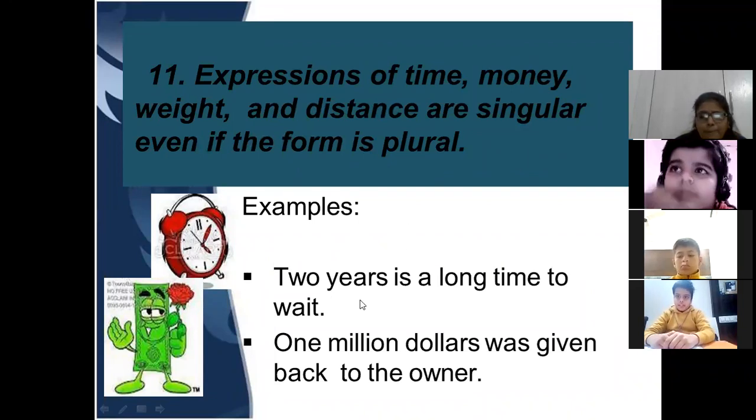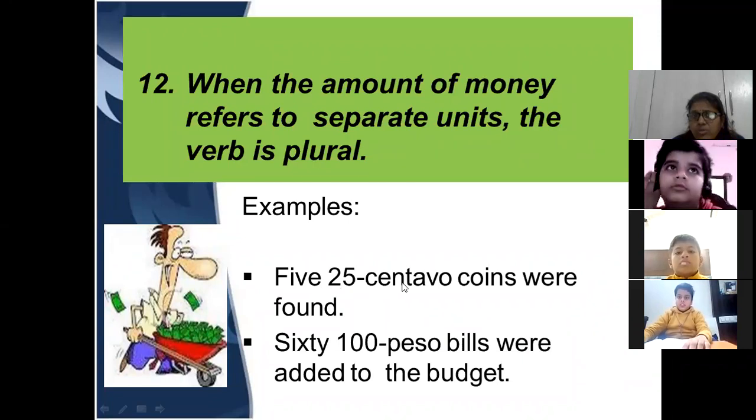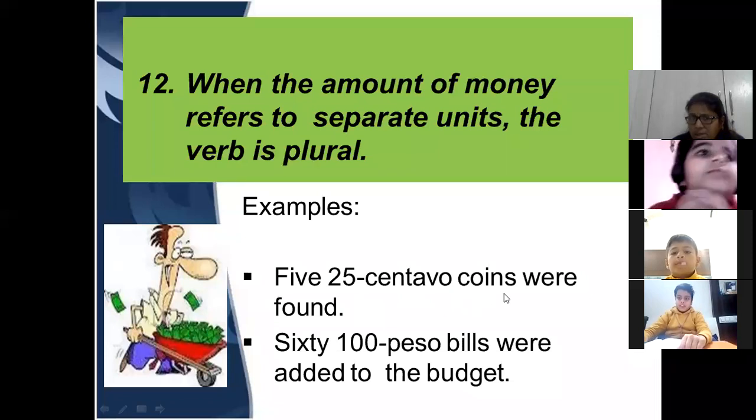Okay, this is clear? Now when the same amount of money is used in separate units, then the verb is plural. Like, 525 centavo coins were found, 60 100 peso bills were added to the budget. So this is a currency, used as separate units. So here when it is used in separate units, we will use what? Were here. Again, 60 100 peso bills were added to the budget. So again this is a separate unit of money. So we are using were here.